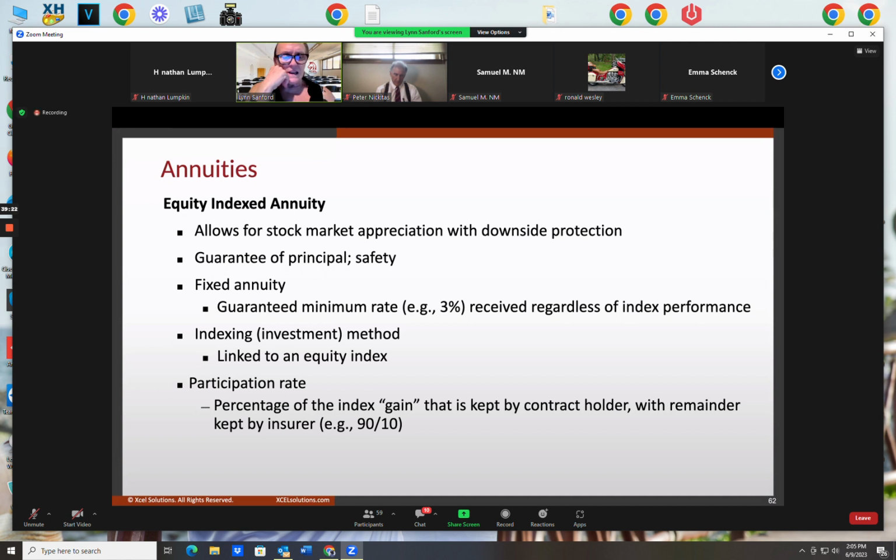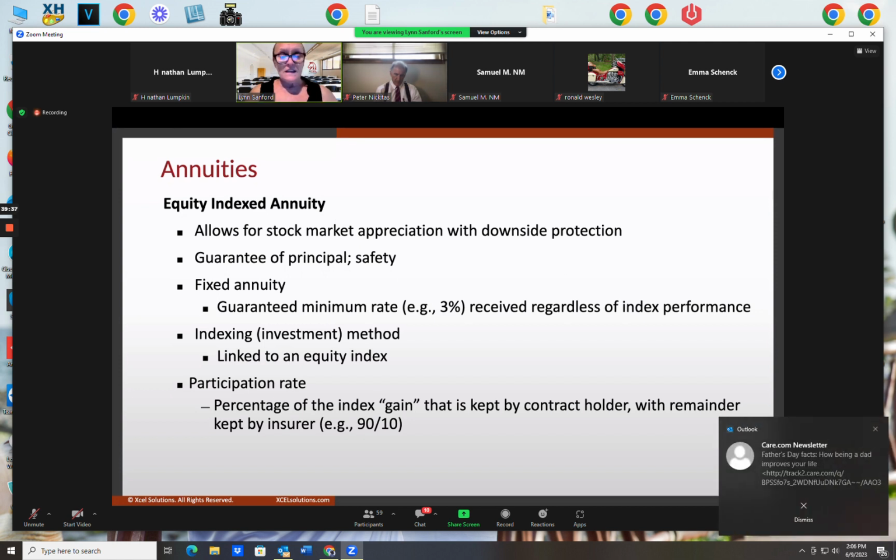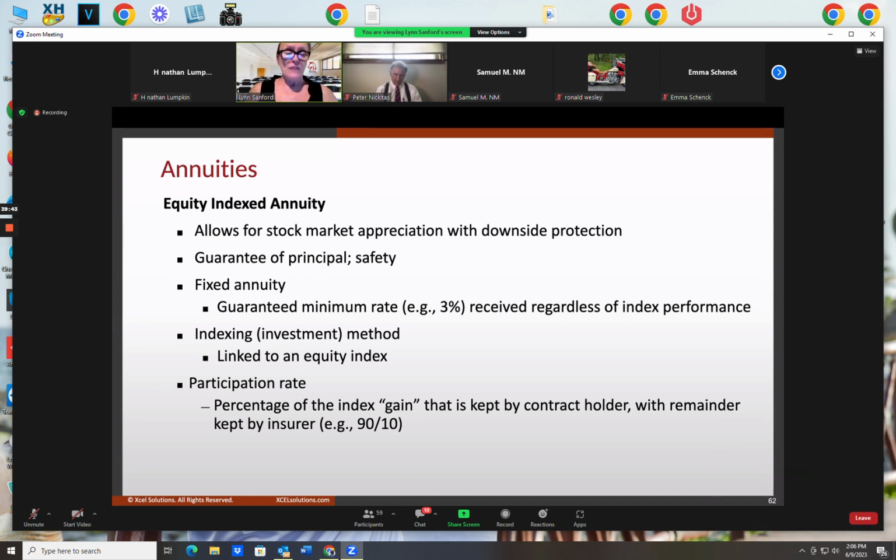Indexing, an investment method, it's linked usually to an equity index of some sort, S&P 500 or NASDAQ 100. Participation rate, yes, there's going to be a participation rate listed in the index annuity, and this participation rate is a percentage of the index gain that is kept by the contract holder, with the remainder kept by the insurance company. So if your participation rate is 90-10, you'll receive 90%, 10% will be kept by the insurance company.